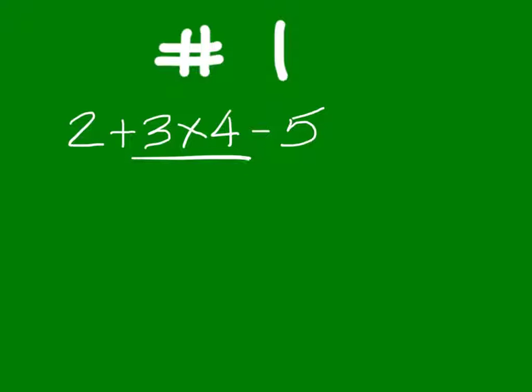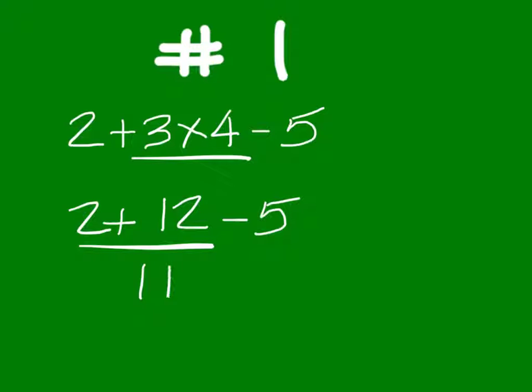You have to do 3 times 4 first to get 12, and then go in order from left to right. 2 plus 12 is 14, minus 5 is 9.